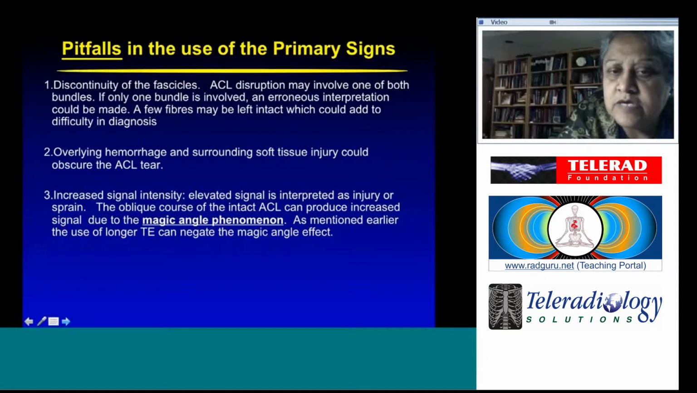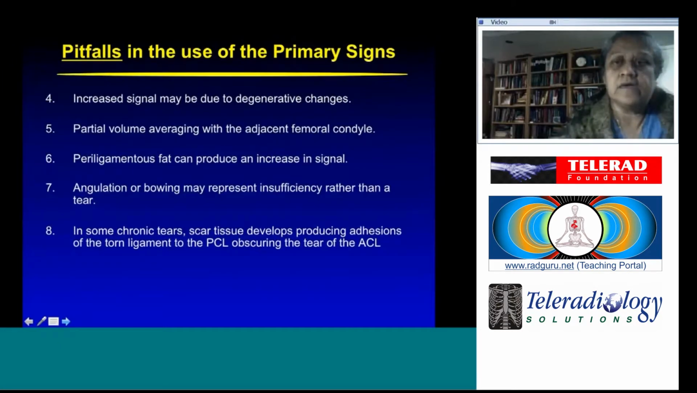Overlying hemorrhage and surrounding soft tissue injury could obscure the ACL tear. Increased signal intensity, which is elevated signal, is interpreted as injury or sprain. The oblique course of the intact ACL can produce increased signal, as I told you, with the magic angle phenomenon. Some more pitfalls: increased signal may be due to degenerative change. Partial volume averaging with the adjacent femoral condyle can also pose a pitfall.